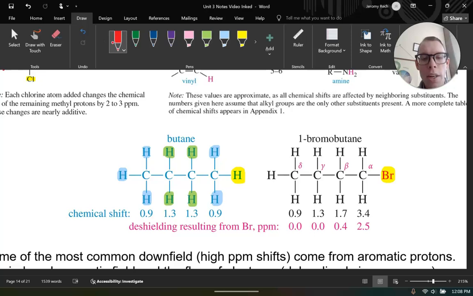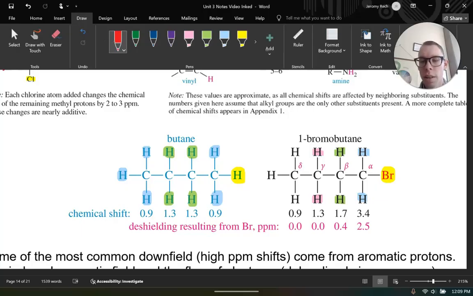Now, if we simply change that H over to a bromine, we'll see that these are now all unique, and all of these are going to have different types of stretches in different locations. So the alpha position, which is one away from the bromine, shifts all the way up to 3.4 because they're really deshielded because of the electronegativity of the bromine pulling electron density. The beta position, shown in green here, gets a small shift over to 1.7. They used to be 1.3, so they're now a little bit more deshielded. The impact is less because it's further away.